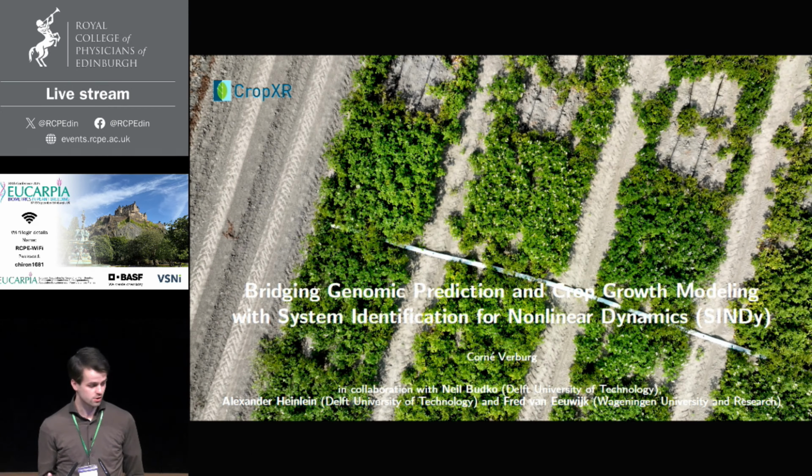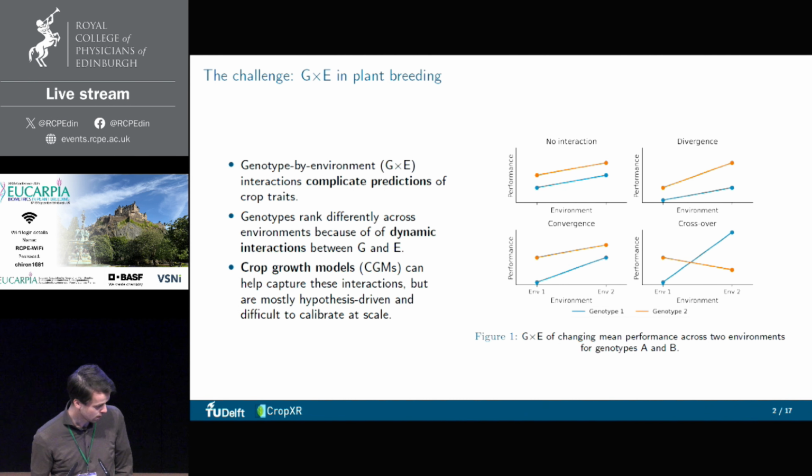We'll talk about how we can bridge genomic prediction and crop growth modeling, also with high throughput phenotyping data, using a new technique, which is known from the field of systems and control, which to my knowledge never has been applied in this field. So I would like to show the potential of this using some in silico data.